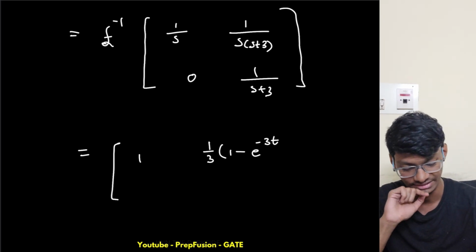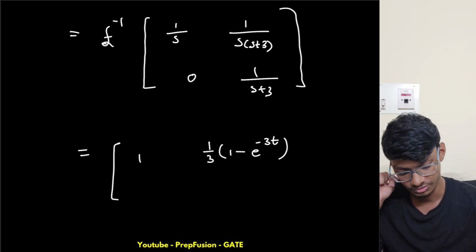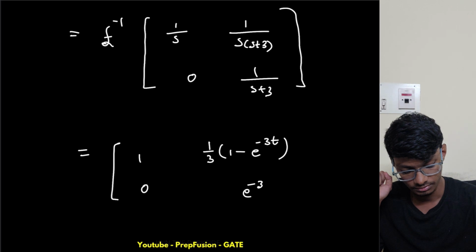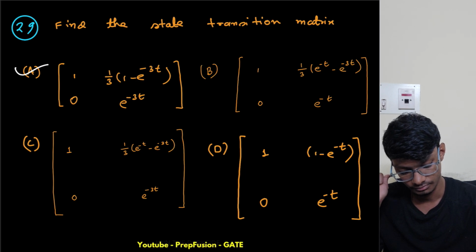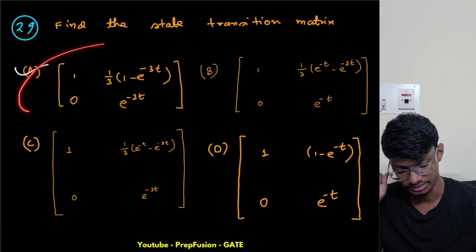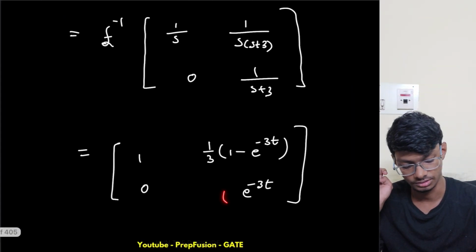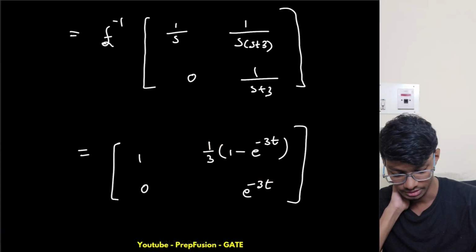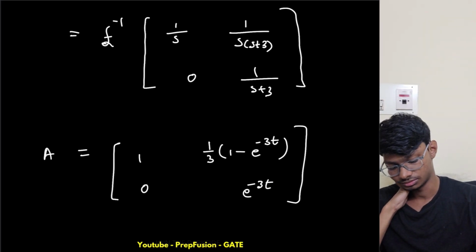You understand, because I've explained it in baby steps on many questions. So now this is 0, this is e raised to power minus 3t only. What we see is that this option is matching: 1 by 3, 1 minus e raised to minus 3t, and this is minus 3. So our option A is matching. This is not, this is 5t.